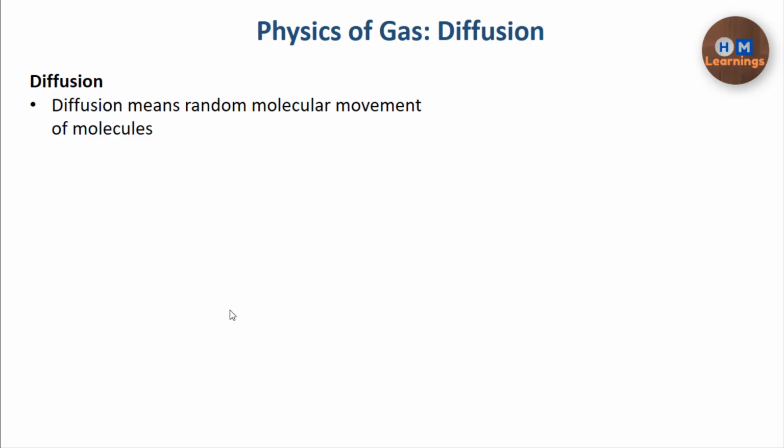If we understand what it means, it means the random molecular movement of molecules. Now what does it mean? Suppose you take a beaker of water, okay, this is a beaker which is having water. So this water must be having water molecules. The red dots are showing the water molecules.